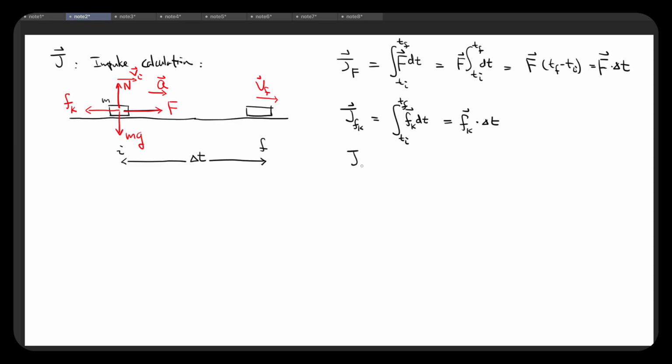Now the impulse due to the normal force equals the normal force n times delta t, and of course we can write out n equals mg, right? But right now let me keep this normal force. That's the direction of the impulse, times delta t. Lastly, the impulse due to gravity is mg delta t.